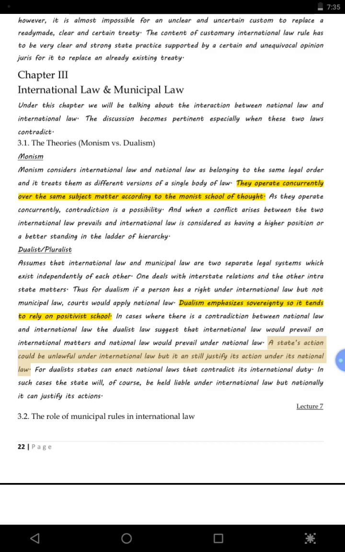A state's action could be unlawful under international law, but it can still justify its action under its national law. For dualists, states can enact national laws that contradict their international duty. In such cases, the state will, of course, be held liable under international law, but nationally it can justify its actions. Lecture 7. 3.2. The role of municipal rules in international law.